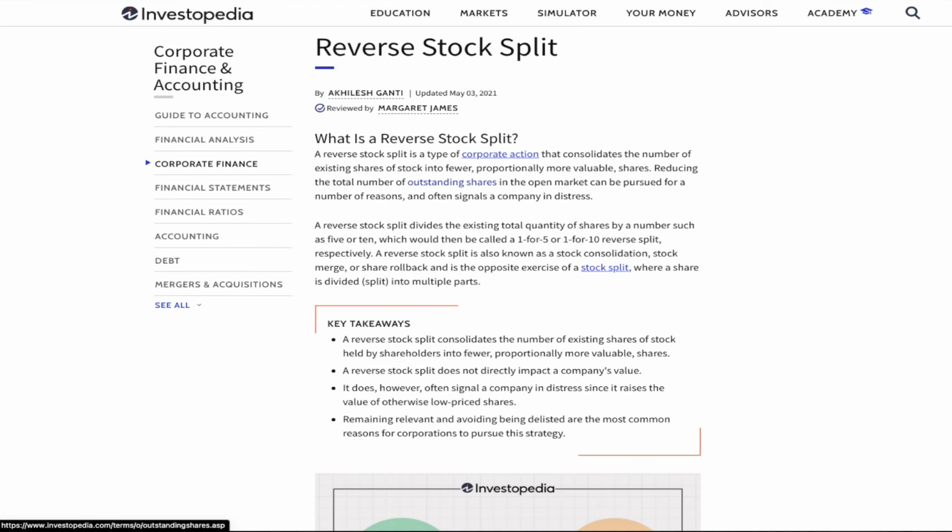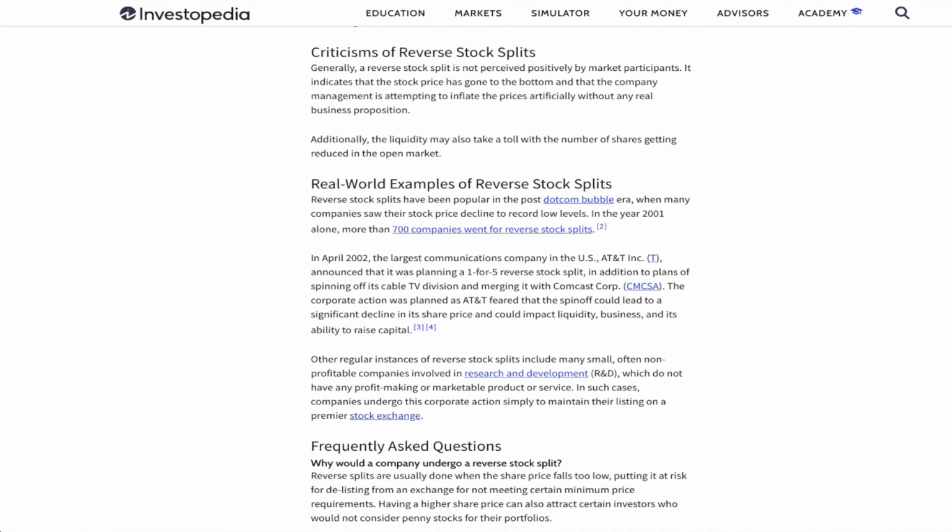And if we scroll down, we will see criticism of a reverse stock split. So reverse stock splits aren't without flaws. In many cases, companies keen to artificially boost their share price in this manner risk being spurned by investors. Reverse stock splits can carry a negative connotation. As previously stated, a company is more likely to undergo a reverse stock split if its share price has fallen so low that it is in danger of being delisted. Consequently, investors might believe the company is struggling and view the reverse split as nothing more than an accounting gimmick.